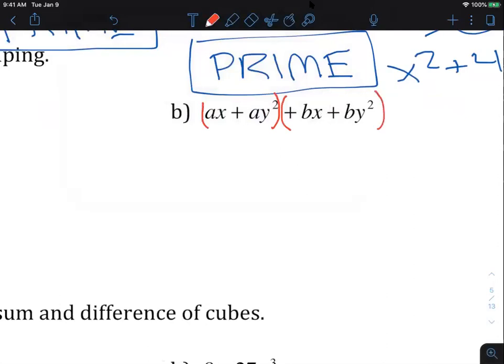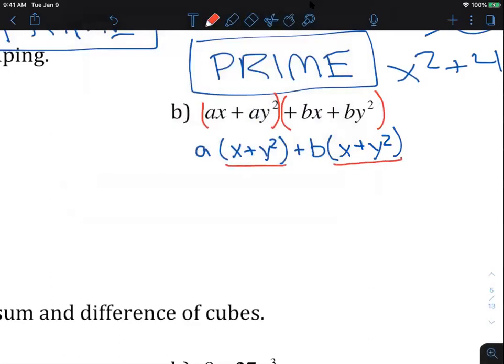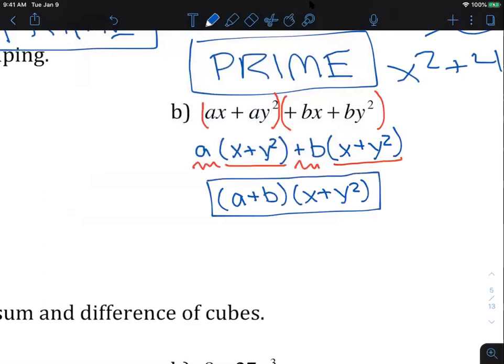The first one has a GCF of A, so that's what you take out. You take out an A, which leaves you with x plus y squared. The second one has a GCF of B, which leaves you with x plus y squared. Notice again that these two are the same, x plus y squared and x plus y squared. That's one of your terms. The other term is going to be the a plus b. So that is grouping when you don't have numbers. You follow the same thing.